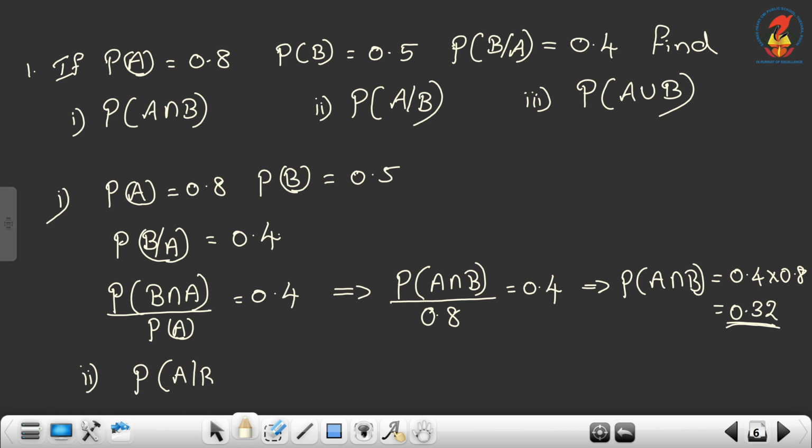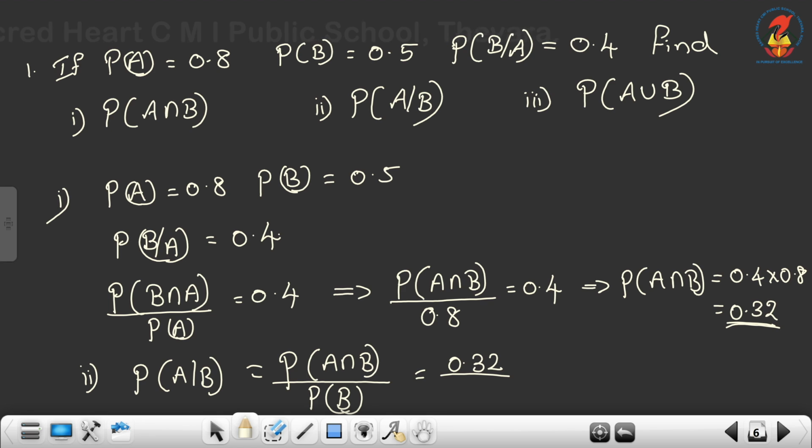So P of A given B. How do we write P of A given B? P of A intersection B divided by P of B. What is A intersection B? 0.32 divided by P of B. P of B is 0.5. So you can multiply by 10. So it is 3.2 by 5. So it is 0.64.